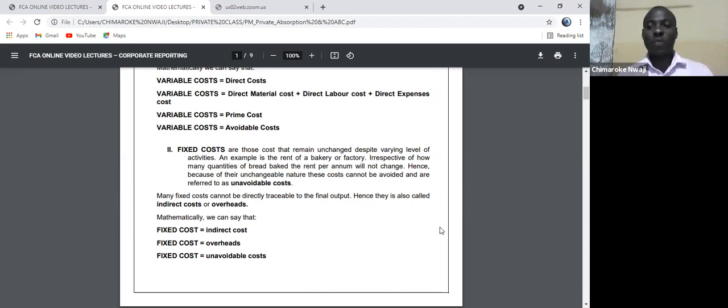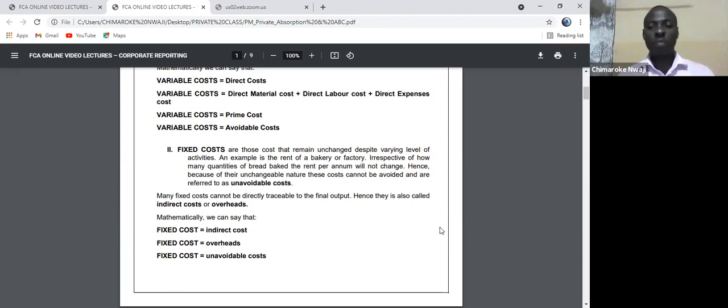Because whether you are producing or not, you must incur those costs. Look at rent, for example. Whether you produce in the factory or not, you must pay the factory rent. And so it is unavoidable. Now, mathematically, we can say fixed costs are indirect costs.